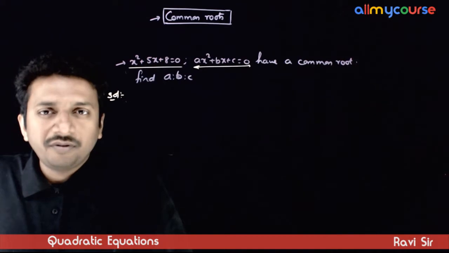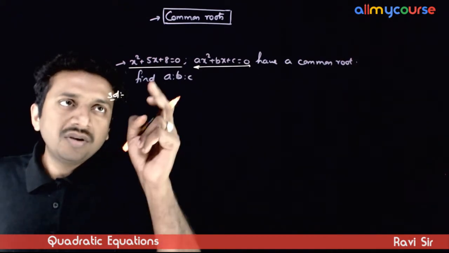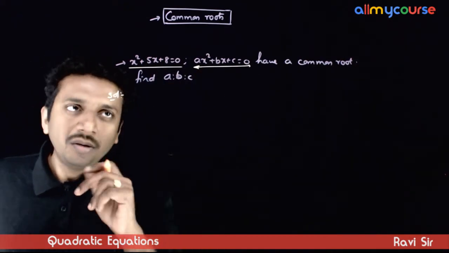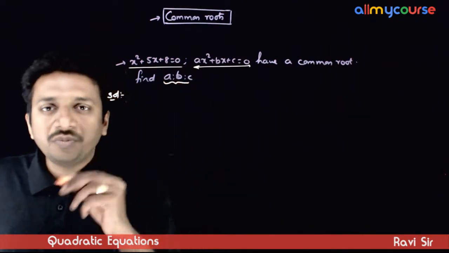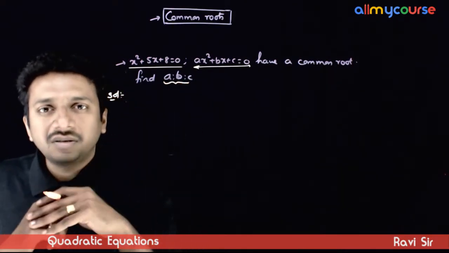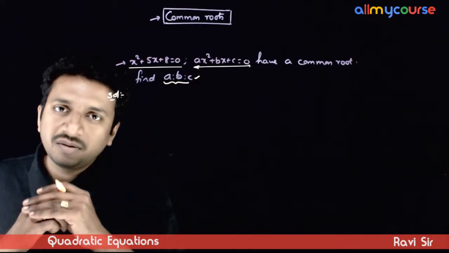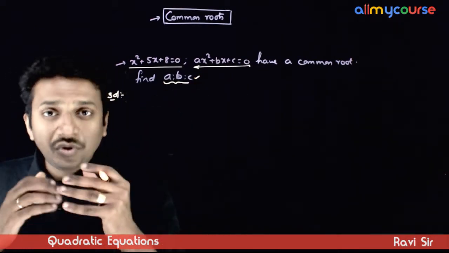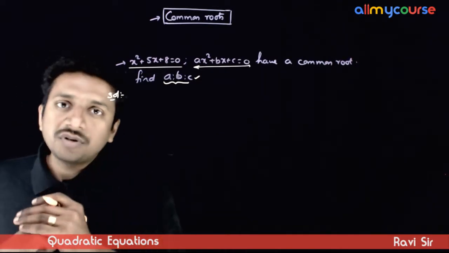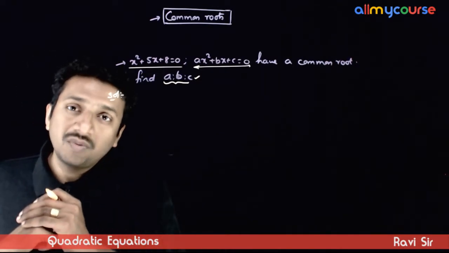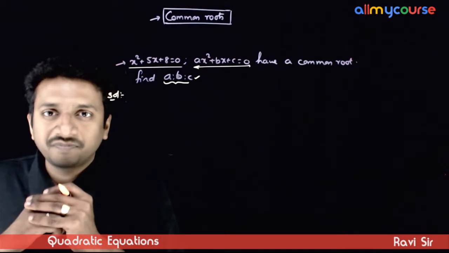Obviously, if you remember your theory, if two equations have a common root, you cannot get a : b : c. You get a condition. So from that condition, how will you be able to get a : b : c? If you use the general process, you won't be able to solve this question. So in this question, you need to observe something else.